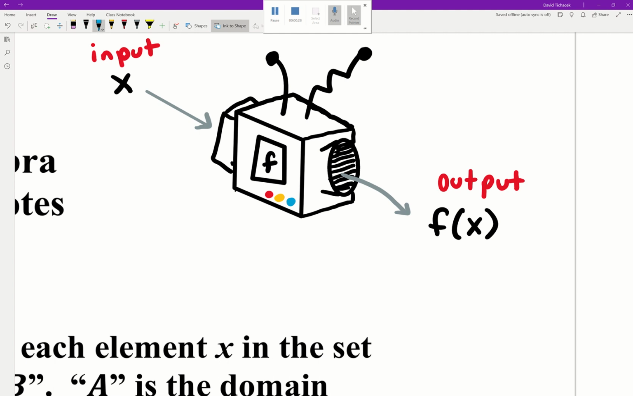So here's what I've drawn here, right? I've just drawn a basic machine. And this machine is built in such a way where it's going to take in inputs, right? We're going to give this machine something. And then the machine is going to do what it's programmed to do with our input. And then it's going to spit out what we call the output, okay?